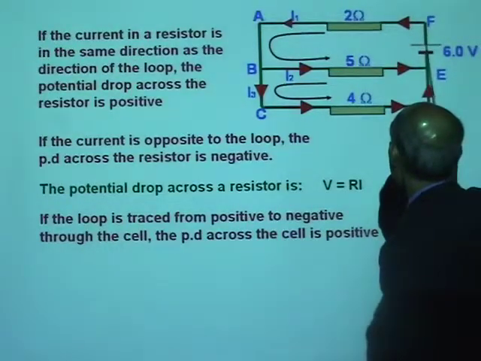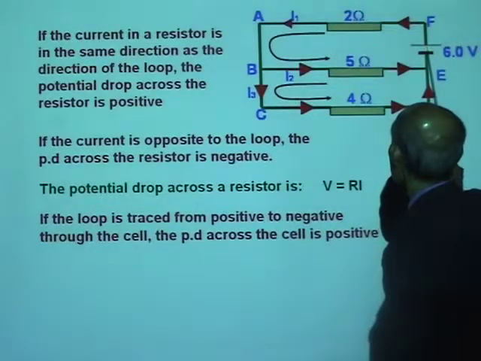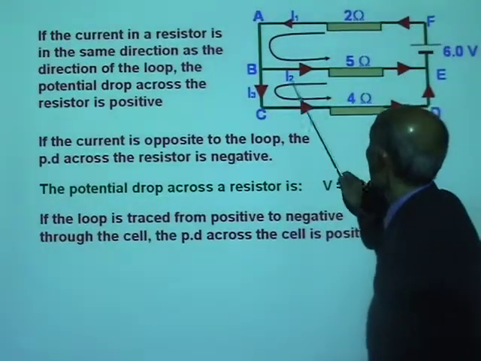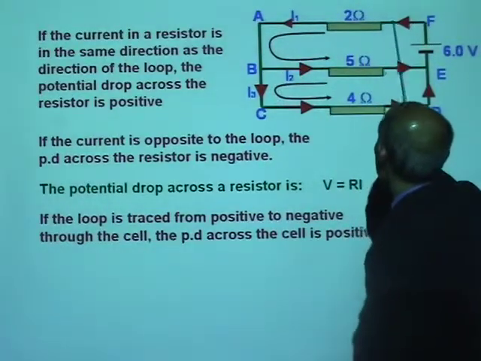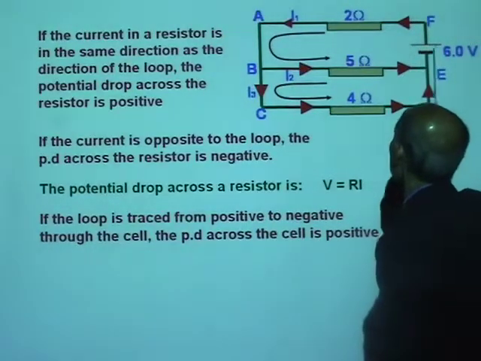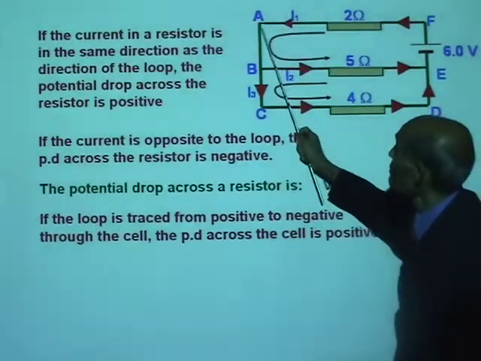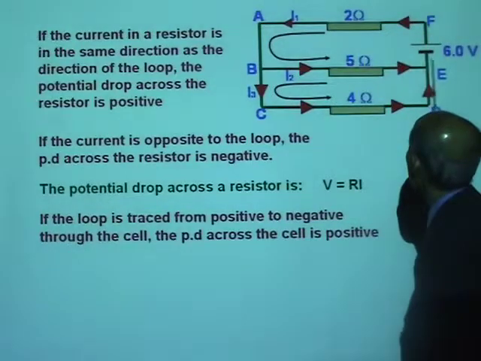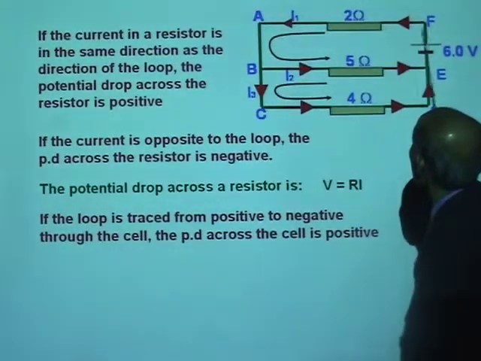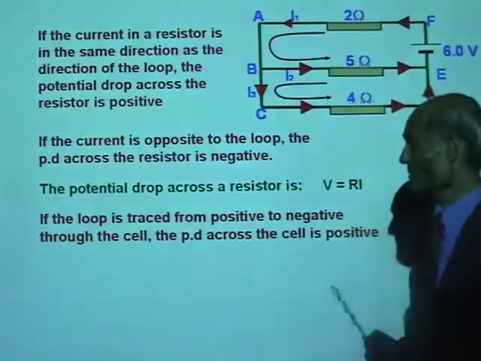Tracing out the loop for the cell from the positive to the negative, you see that the direction of the loop is traced from positive to negative. Then the potential drop across the cell will be positive. On the other hand, if you trace out the loop A, B, E, F, A, what is the direction in which the loop is traced out in the cell? It goes from negative to positive. Then the potential drop across the cell will be negative.